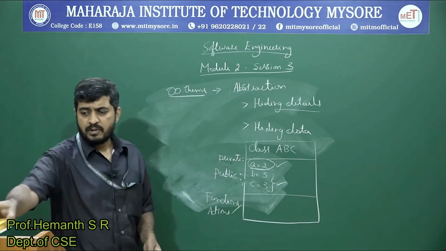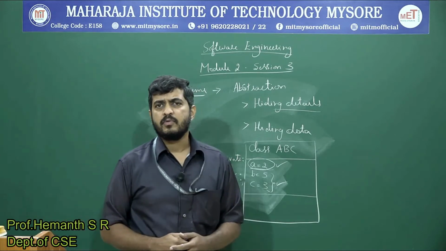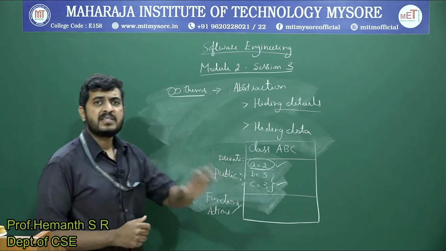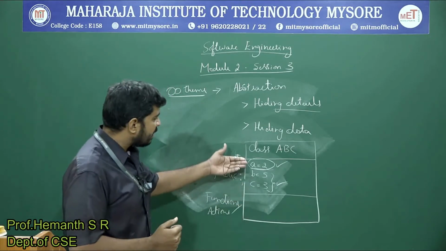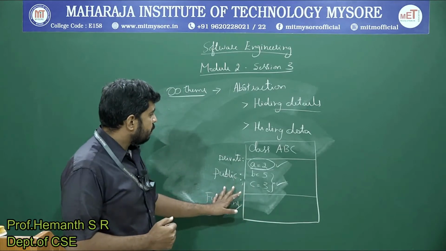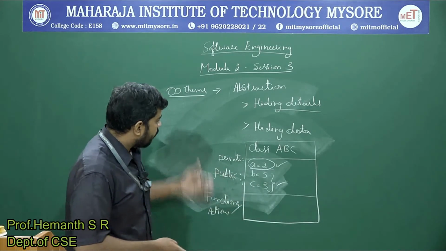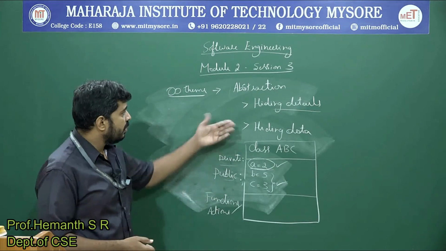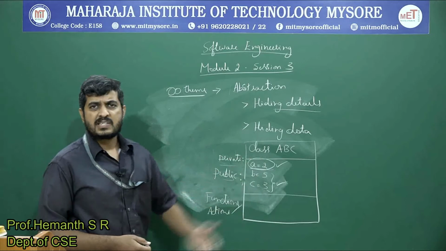So we have a very powerful access specifier mechanism with which you can ensure the data is hidden, data is secure, and unwanted data is not visible to the stakeholder, through using private and public access specifiers. All these are part and parcel of abstraction.